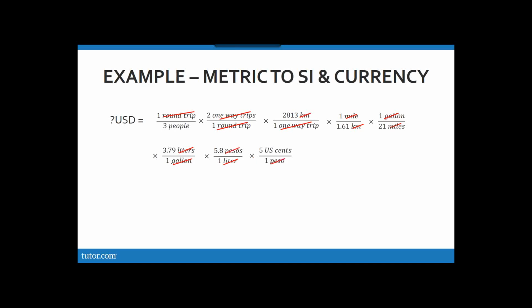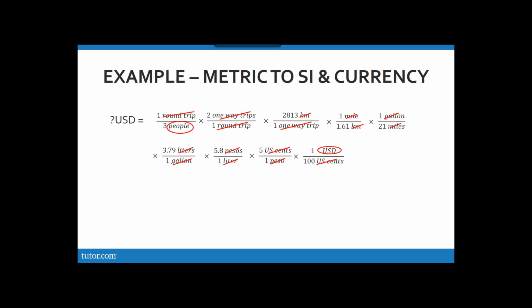We're going to go ahead and use that 5 US cents per peso. Pesos will disappear. And then, of course, our grand old penny, there are 100 pennies to $1. But this time the pennies go in the bottom to cancel with the US cents in the top. And guess what? We're done with the dimensional analysis part. Yes, give yourselves a hand. We have US dollars per person, which is exactly what we wanted. And so now all that's left to do is to multiply.